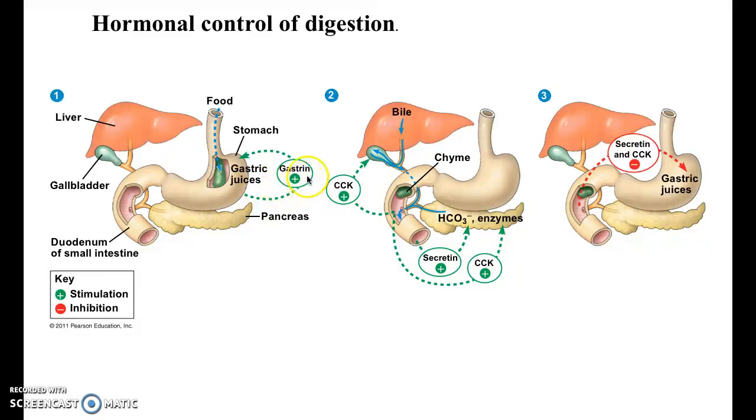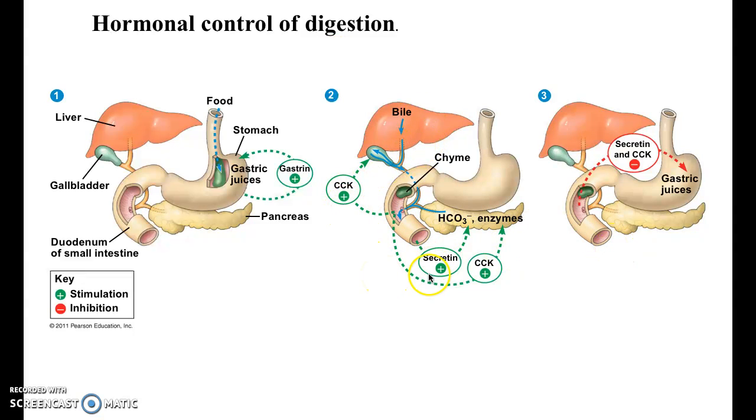Gastrin is the first one we're going to look at. Gastrin is produced in the lumen of the stomach, and then it binds to the parietal cell receptors and sends a signal to produce hydrochloric acid so that pepsinogen can be activated and you can get pepsin.